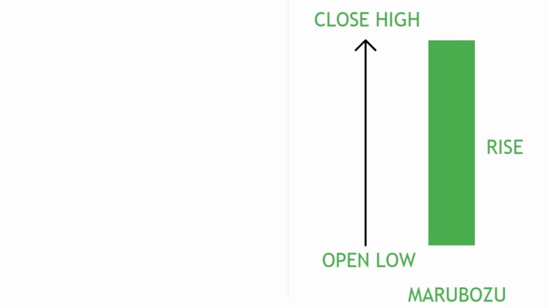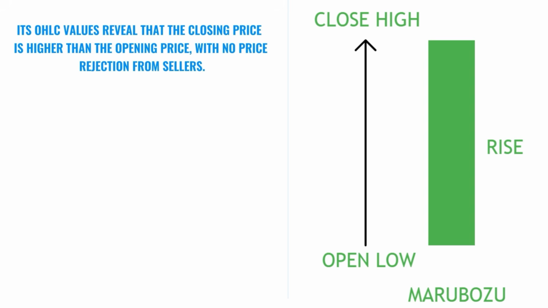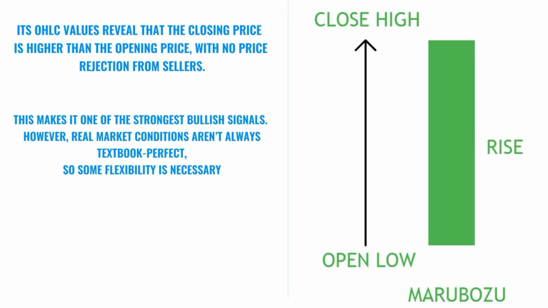A bullish Marubozu is a solid green candle with a large real body and no wicks, meaning buyers controlled the entire session. Its OHLC values reveal that the closing price is higher than the opening price, with no price rejection from sellers. This makes it one of the strongest bullish signals. However, real market conditions aren't always textbook perfect, so some flexibility is necessary. A slightly modified version with small wicks can still be considered a strong bullish pattern if selling pressure is minimal.